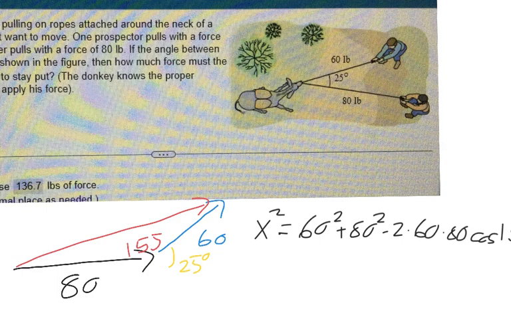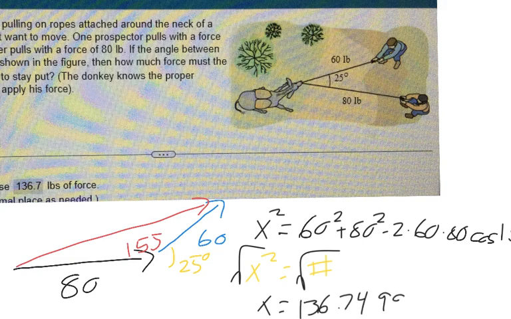And again, you're going to plug all that in your calculator. When I plugged mine in, I got 18,700 point a decimal. And again, that number is what x squared is equal to. So then to solve for x, I had to take the square root of both sides. And the number I got was 136.7499. And it told me to round to one decimal place, so that is 136.7.